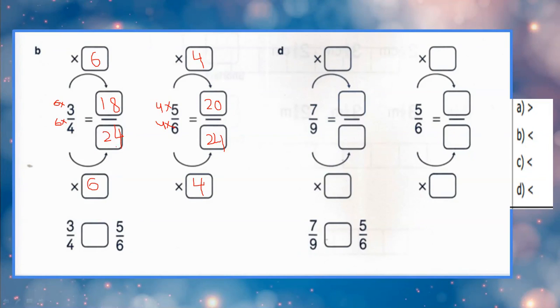Okay, so which one is greater? 18 upon 24, or 20 upon 24? Definitely 20 upon 24, which means 5 upon 6. The crocodile mouth moves towards 5 upon 6. Yay! I want to eat 5 upon 6. It's the greater one. Okay, so the last part, D, is left.